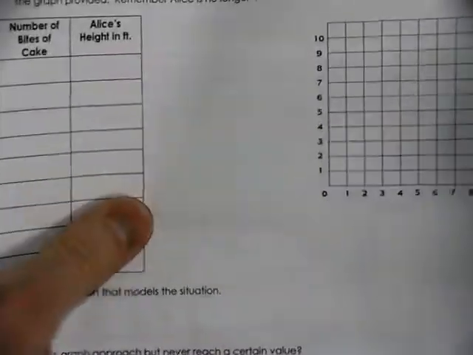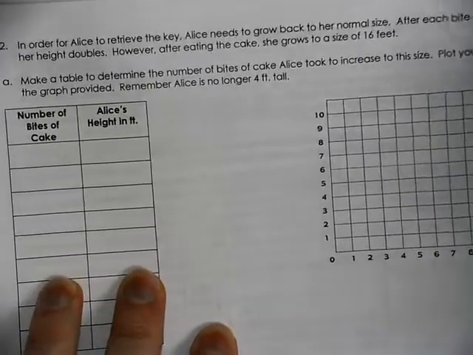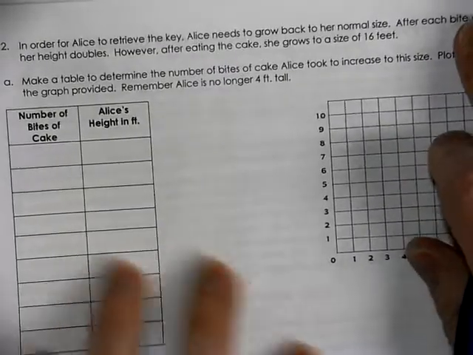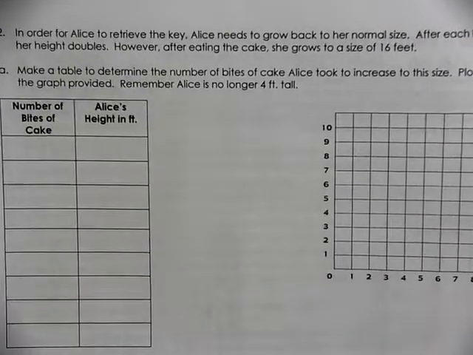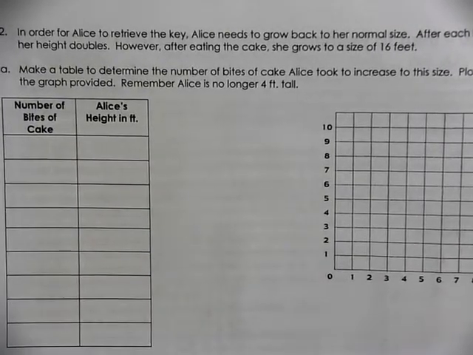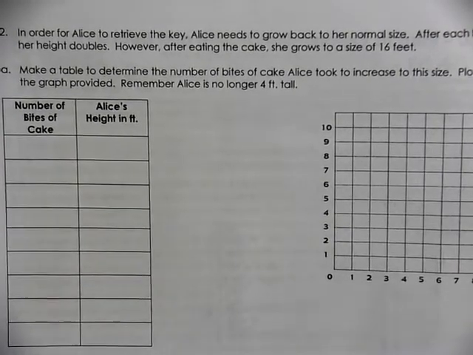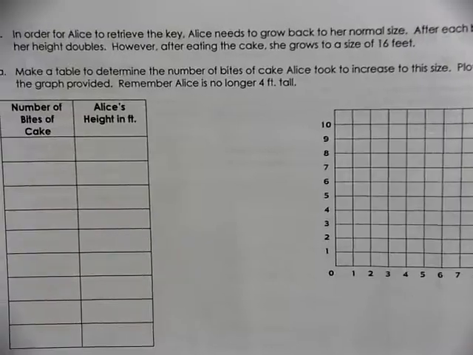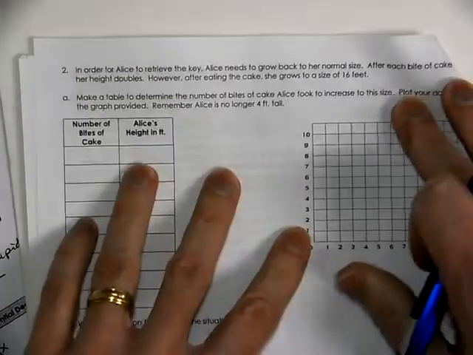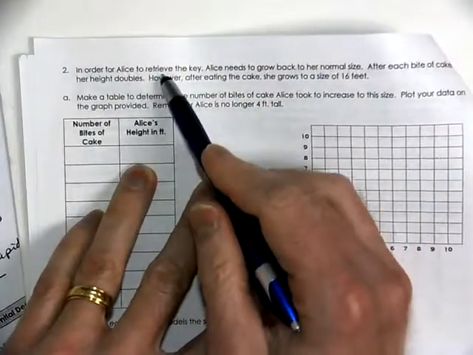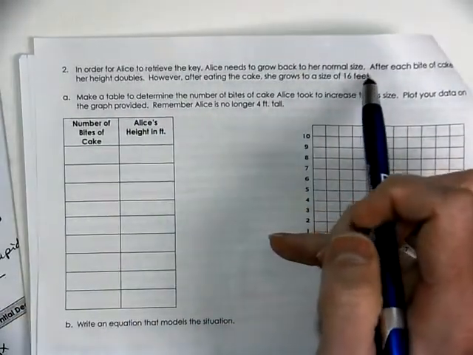So then in our video, she got to the door, she couldn't open it. She had to go back to the table, but now she's 3 inches tall. She can't reach the table, so she needs to grow. So she finds out if she takes a bite of the cake, she may be able to have that help. So in order for Alice to retrieve the key, Alice needs to grow back to her normal size.